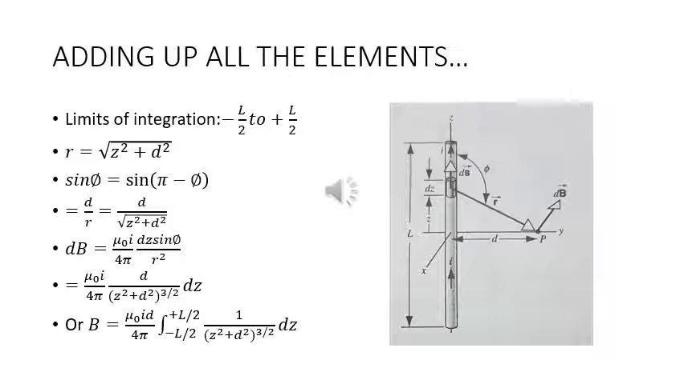Sine phi is actually equal to sine pi minus phi, and both are equal. So if you look at the figure, sine phi, which is equal to sine pi minus phi, is equal to d by r, which is equal to d by under root of z square plus d square. Therefore, dB is equal to mu 0 I upon 4 pi dz sine phi upon r square, which is rewritten as mu 0 I upon 4 pi d upon under root of z square plus d square to the third power dz, or B is equal to mu 0 I d upon 4 pi integral going from minus L by 2 to plus L by 2 of 1 upon z square plus d square raised to the power 3 by 2 dz.